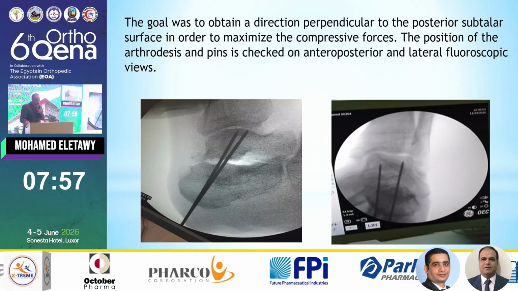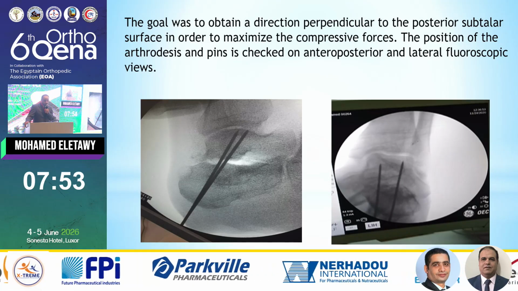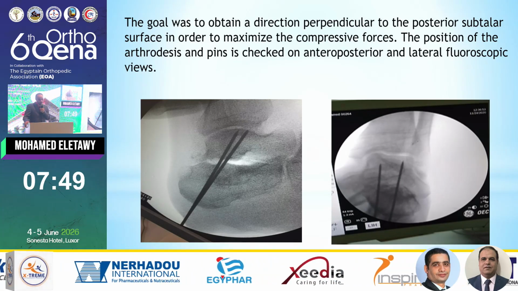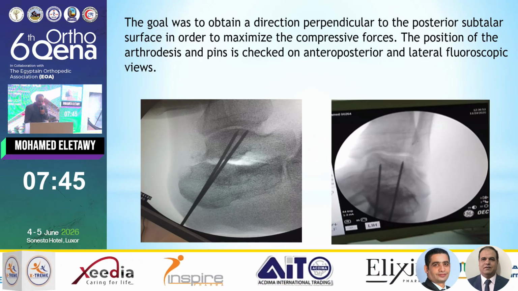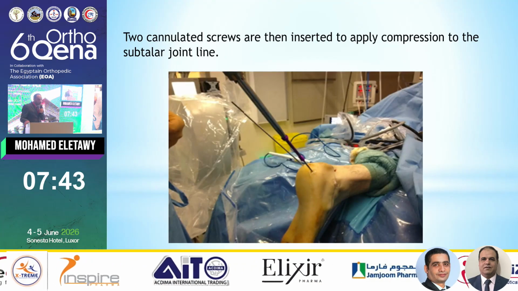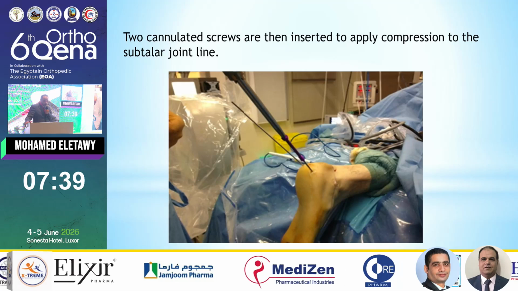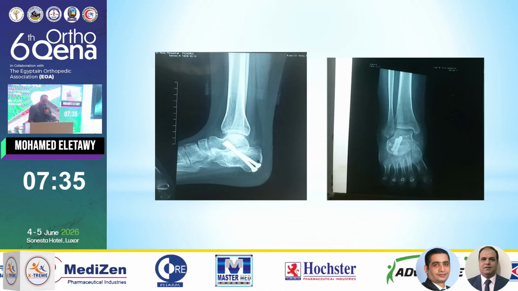The goal is to obtain a direction perpendicular to the posterior subtalar surface in order to maximize the compressive forces. The position of the arthrodesis pin is checked in the anteroposterior and lateral fluoroscopy. Then a cannulated screw, or sometimes we use a double compression screw, is inserted to apply compression to the subtalar joint line, like this.